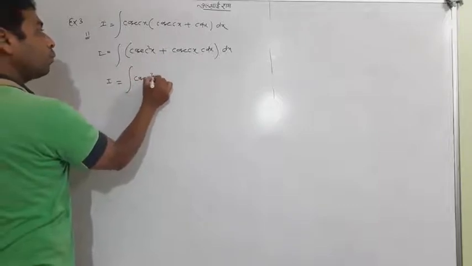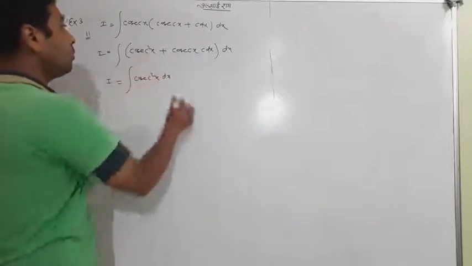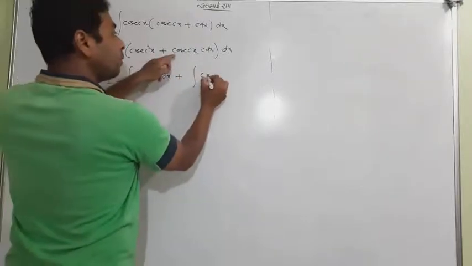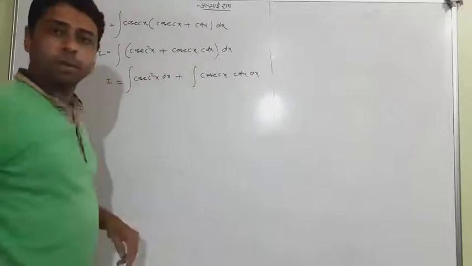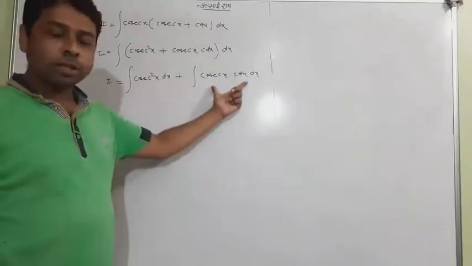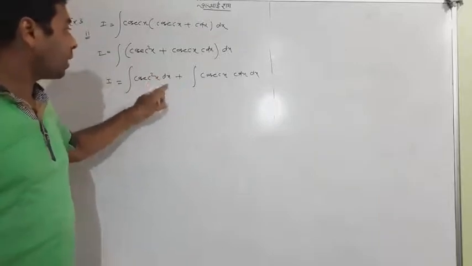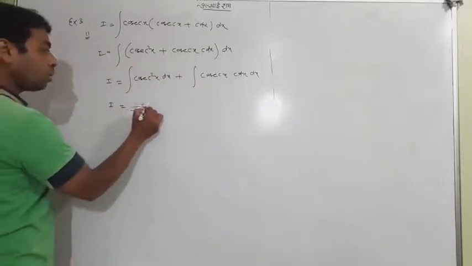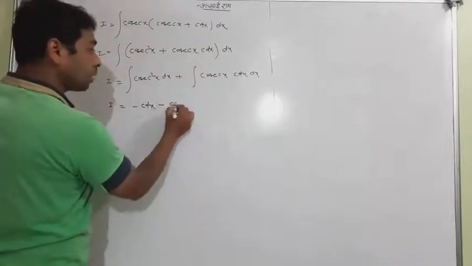And we have 2 functions. Now separate the integration into 2 parts. First, cosec square x, and second, cosec x and cot x dx. Simple. Now we have 2 questions, and you already know these have 2 standard formulas. Cosec square x has an integration of minus cot x, and cosec x cot x has an integration of minus cosec x.